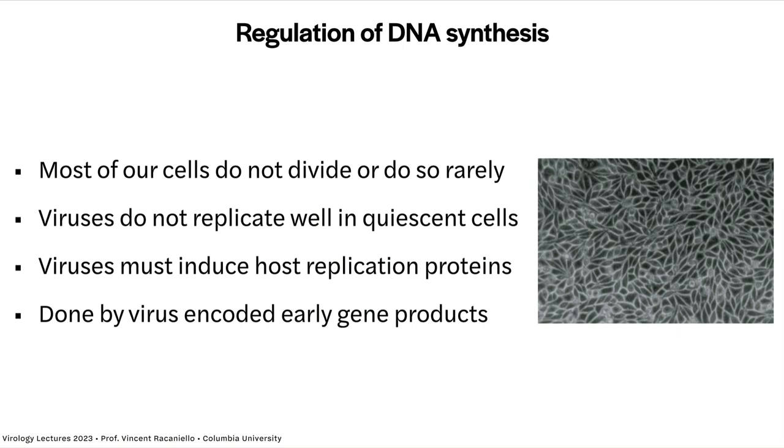And so viruses, especially DNA viruses that we're talking about today, they don't replicate well in quiescent cells. Why not? Because a cell that's not dividing is not making the DNA synthesis machinery, so it's not available for the viral genome. So the solution to this problem is that when DNA viruses enter a quiescent cell, they induce the synthesis of host replication proteins by making the cells divide. And that is done by the early proteins that are encoded in the viral genome.